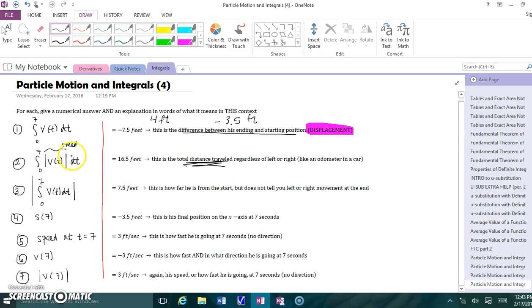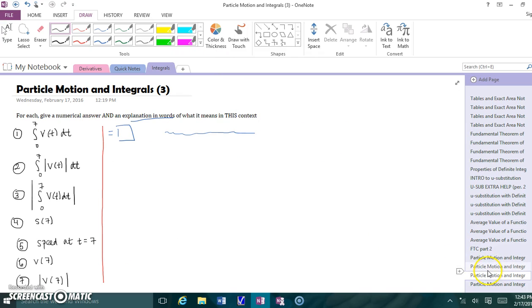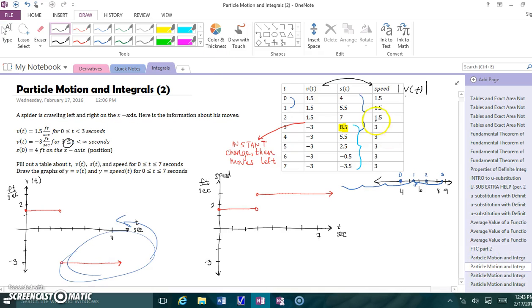That's similar to this. This one is 16.5 feet because if you look at this graph, he starts at 4, then he goes right to 8.5, then he goes left to negative 3.5. 4 to 8.5 is 4.5. And then 8.5 to negative 3.5 is a negative 12, but in general, it's just 12 feet moved. And you add those together and you get 16.5.